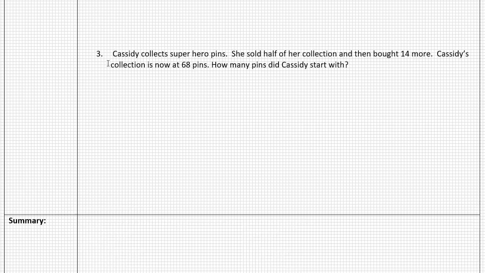Here's our last problem. Cassidy collects superhero pins. She sold half of her collection and then bought 14 more. Cassidy's collection is now at 68 pins. How many pins did Cassidy start with? I'd like to see you go through this whole process. See if you can translate this sentence into an equation and solve it to figure out how many pins Cassidy's collection started with. Pause the video to do so, and resume the video to compare our work.